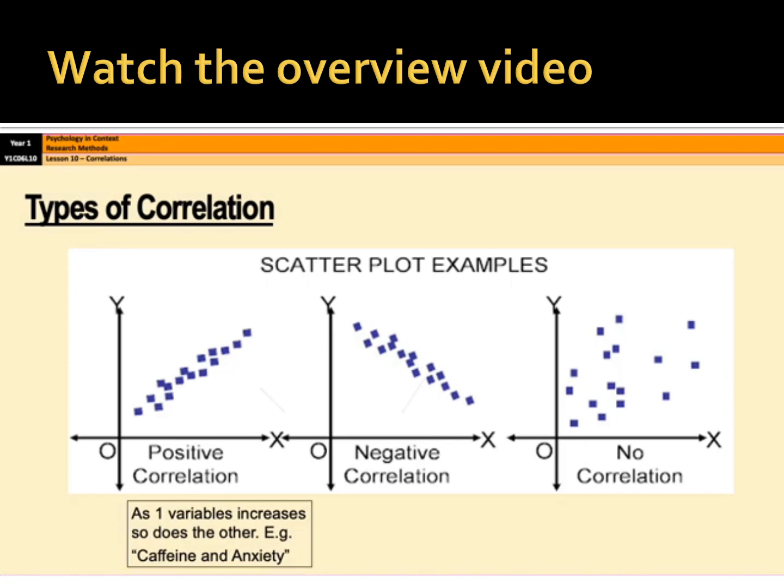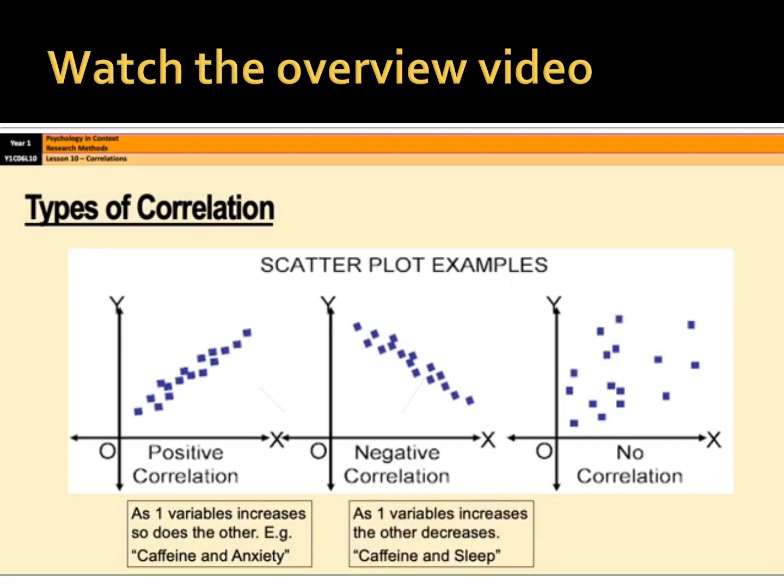You've also got negative correlation, which means that as one variable increases, the other one decreases. So the example there would be that as the amount of caffeine that you drink increases, the amount that you sleep decreases. Okay, and then obviously no correlation means there's no relationship at all.